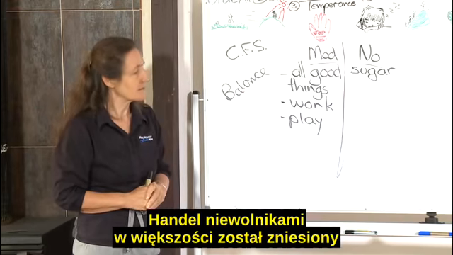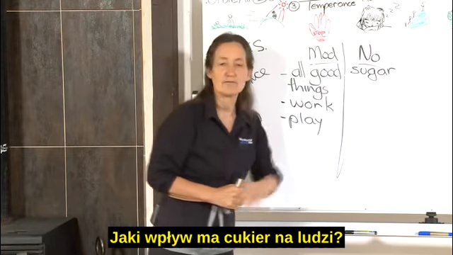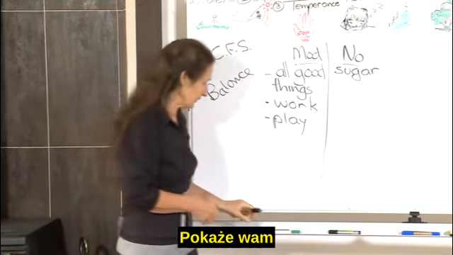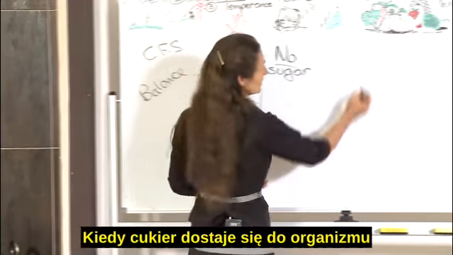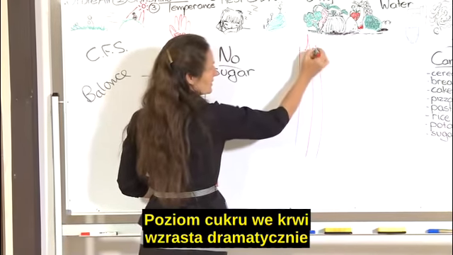But the slave trade has mostly been abolished. What effect does sugar have on human beings? Let me show you. When sugar goes into the body, blood sugar levels rise dramatically.